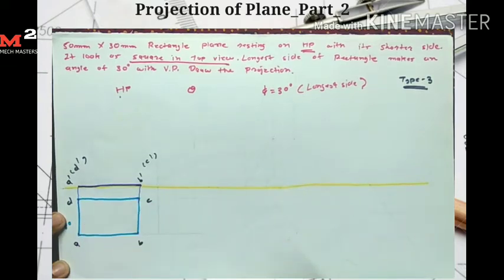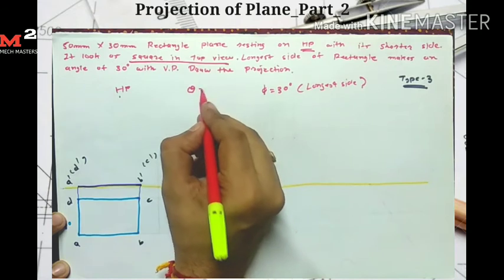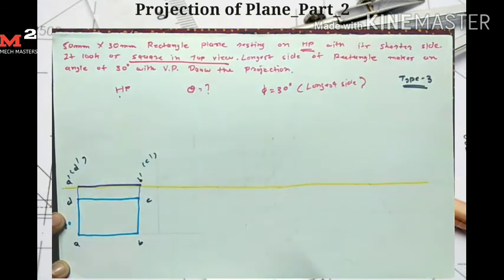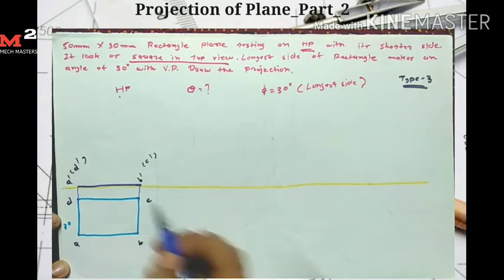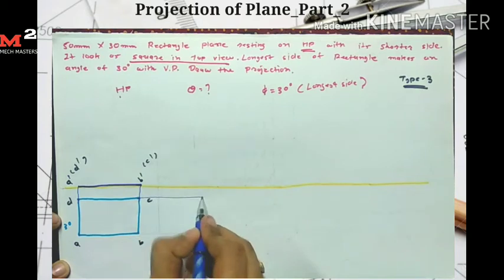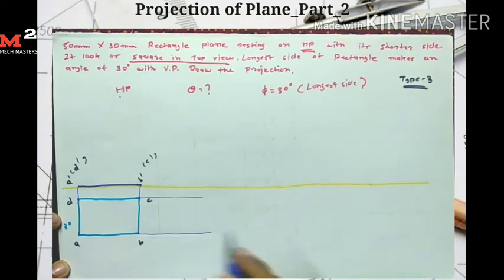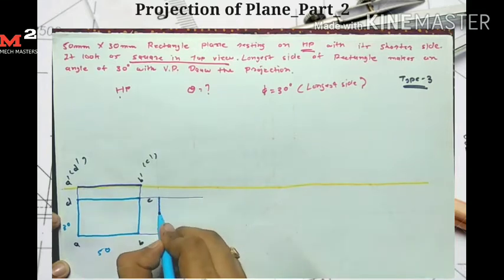In this problem, theta is not given, and we are required to find the angle theta. But the condition given is that this plane looks like a square in the top view, so I simply take the projection from here. This rectangular plane looks like a square of 30 mm side, because the 50 mm side is reduced due to the inclination, from 50 mm to 30 mm. So here this side is 30 mm.